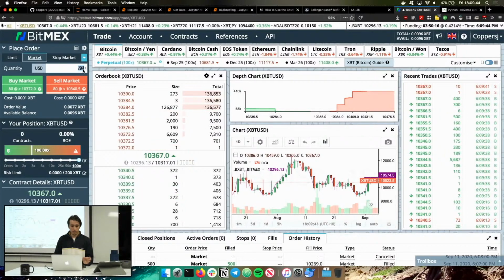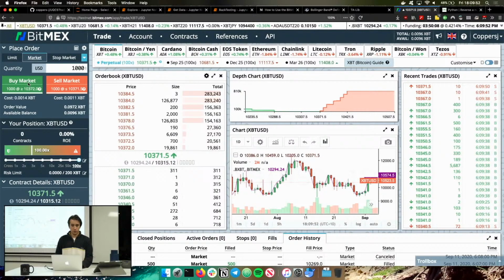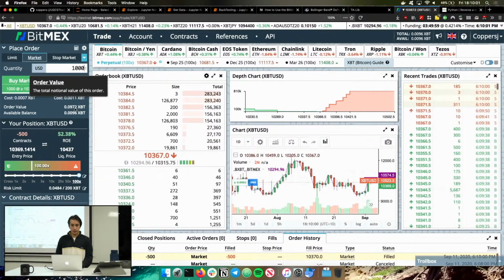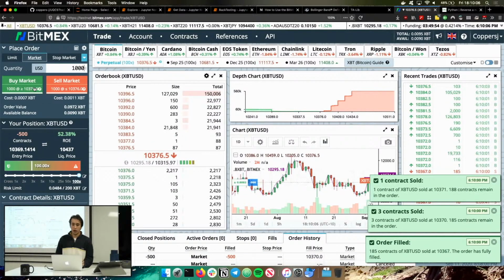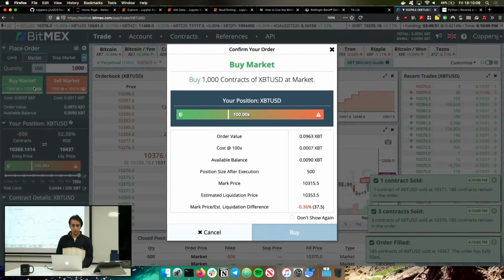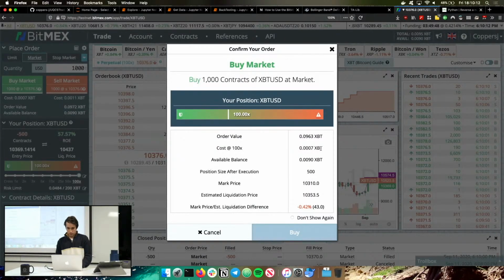So I can explain this. If we wanted to buy, let's say 1,000 lots of Bitcoin, or $1,000 worth of Bitcoin, the value of that is 0.1 Bitcoin, but the margin required for us to execute that, if we hit buy market, the cost for us there will be 0.007 Bitcoin. So it's a very cash efficient way of entering a trading position.